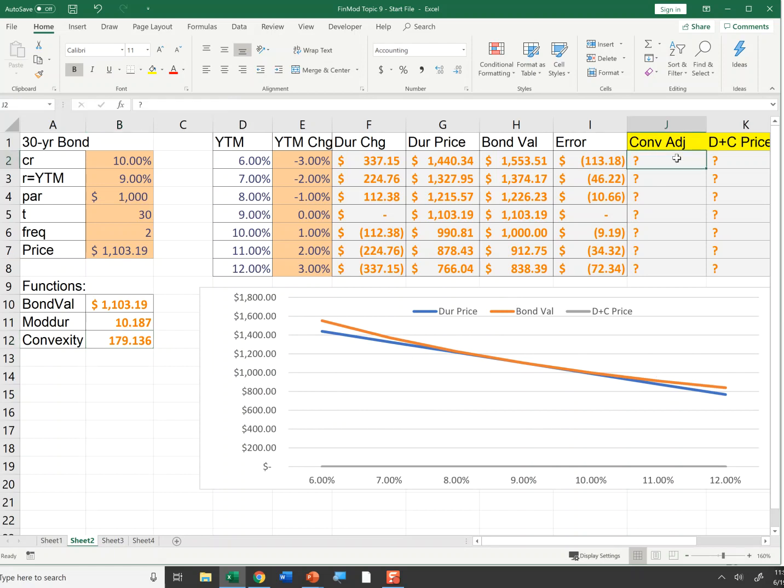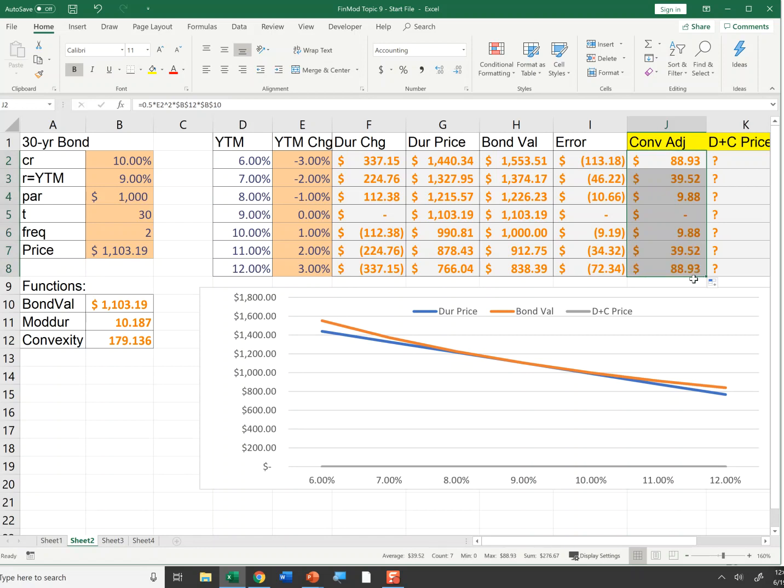However, we're going to use that number and say equals 1/2 times the change in yield squared times the convexity, anchor that, times the initial bond value, anchor that. That's going to be an adjustment due to the curvature, and this is going to be at interest rate 6%. So it's going to estimate this pricing error due to the curvature and come up with $88.